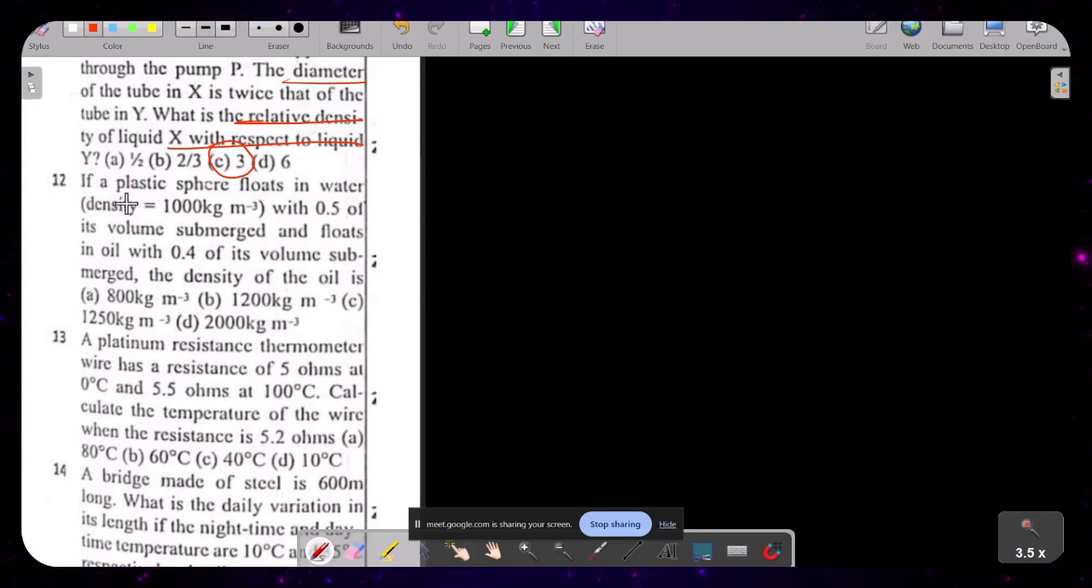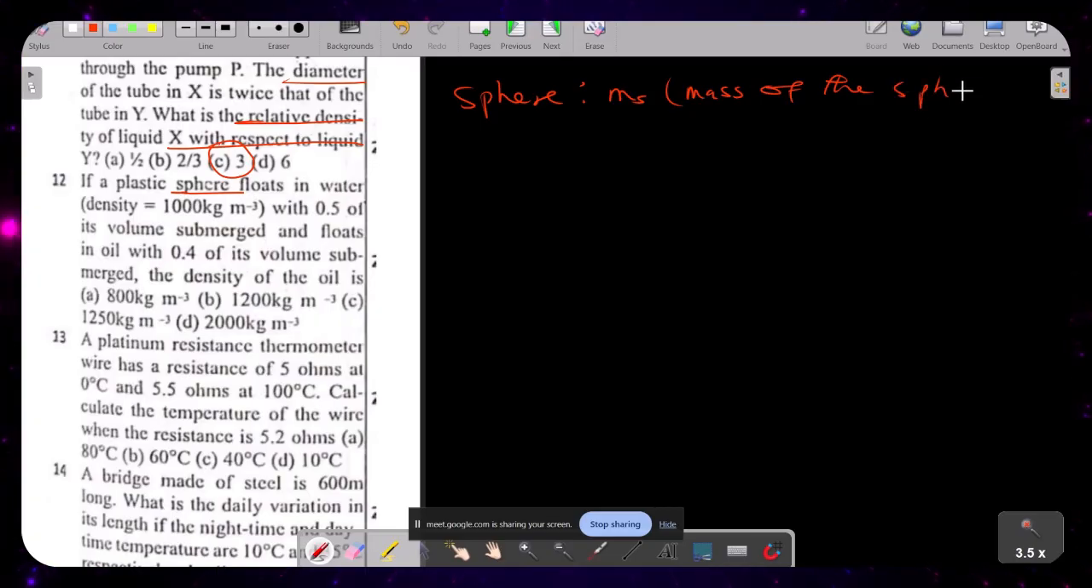The question says, if a plastic sphere... remember, this is the same plastic sphere. We have this sphere, and it is going to have a particular mass. It must have a mass, okay? So let's call ms the mass of the sphere.